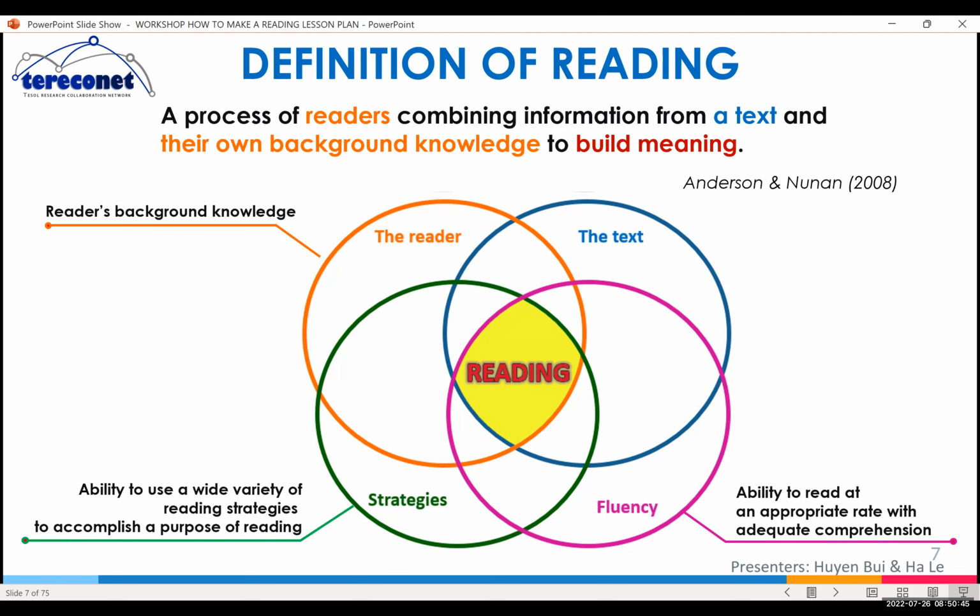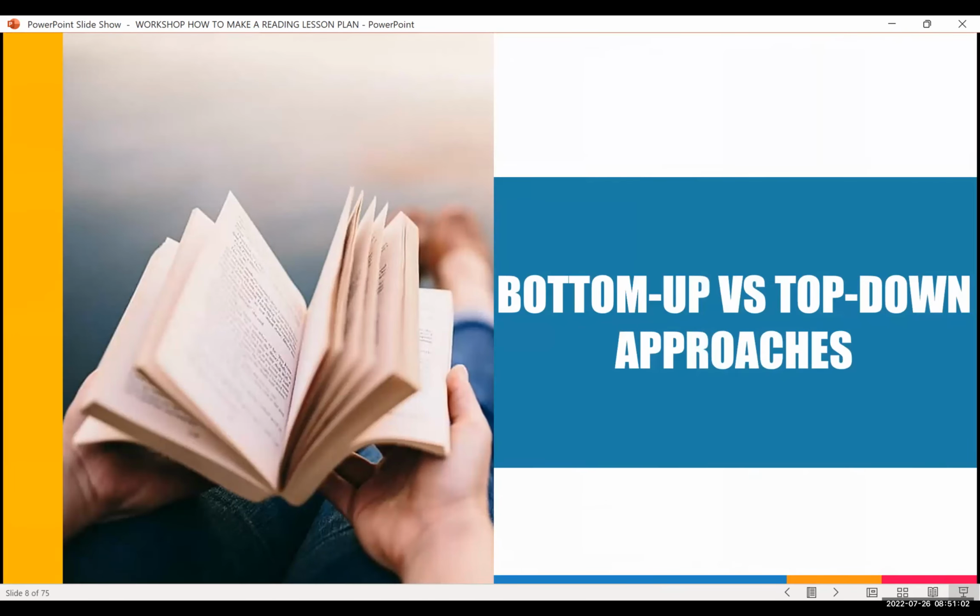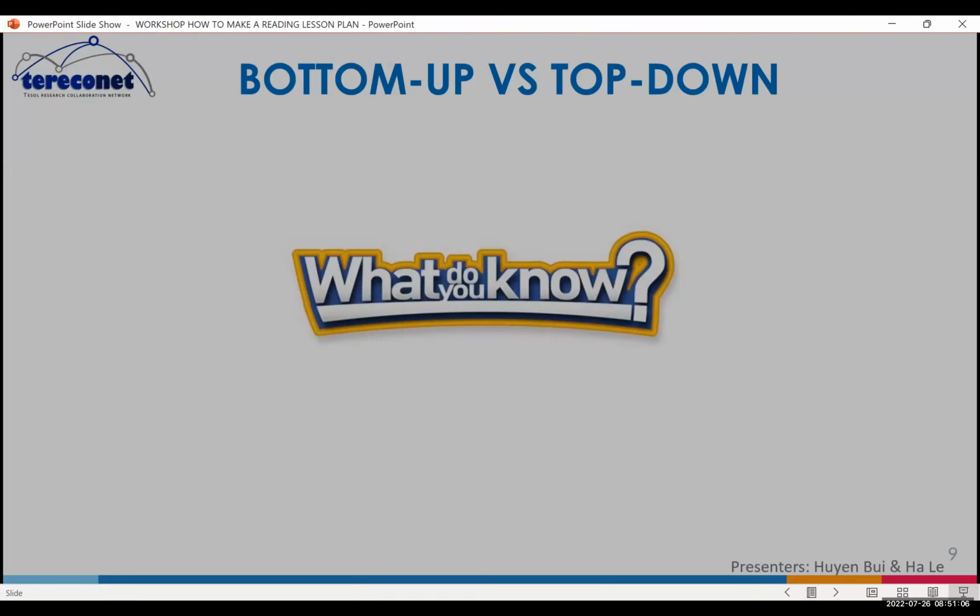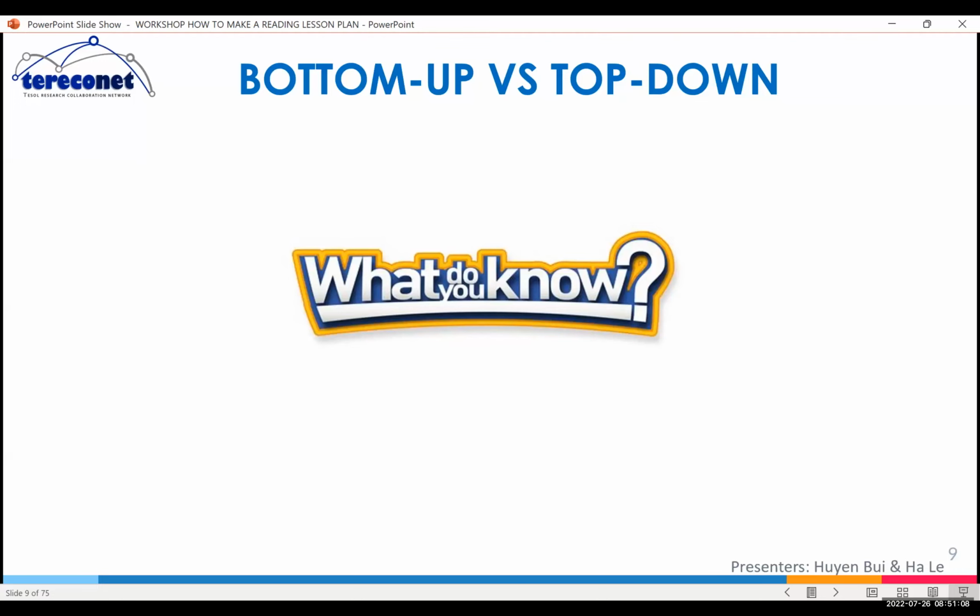For what? To accomplish a purpose of reading. Okay, so that was the background information about reading and the key factors related to reading. Now, let's review the bottom-up and top-down approaches in reading. So, what do you know about bottom-up and top-down?